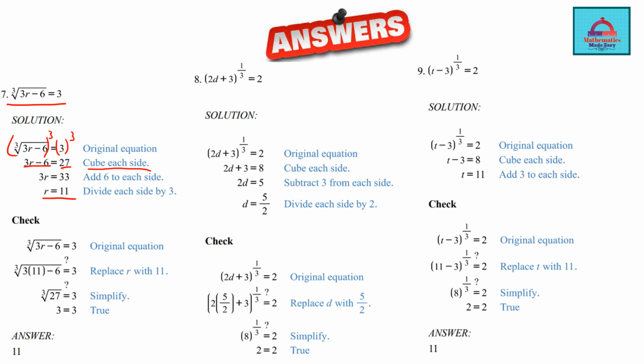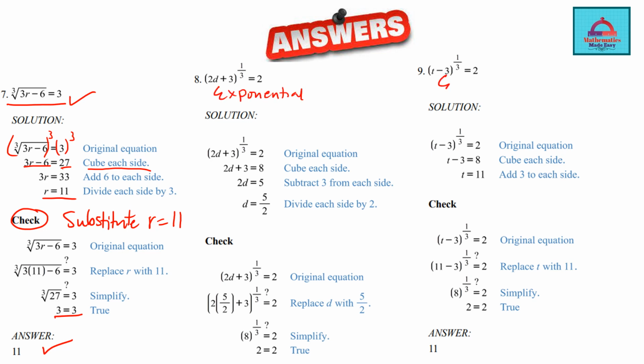Now you have to check for extra roots. So how do you check? You substitute r equal to 11 in the original equation, this one which is given. So you put r as 11. So 3 times 11 is 33 minus 6, which is 27, and the cube root of 27 is 3. So both sides are equal. If both sides are equal, the answer is correct. So the answer is 11.